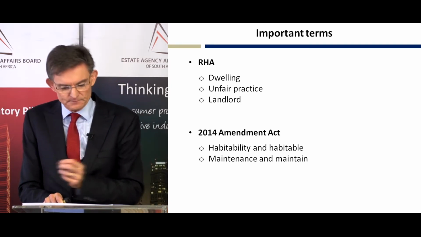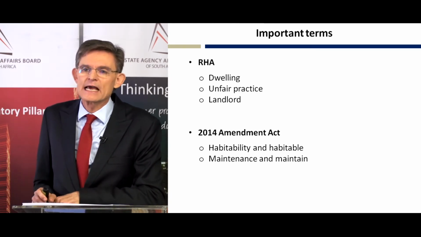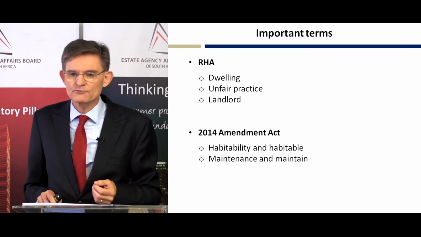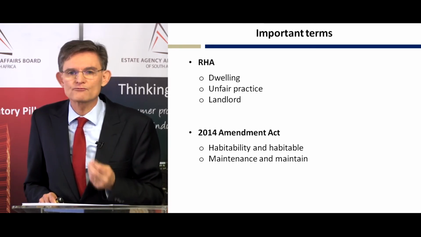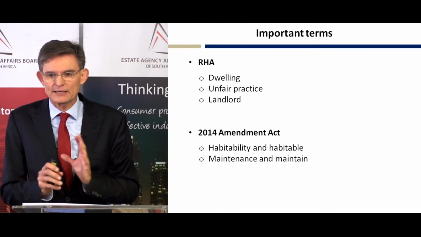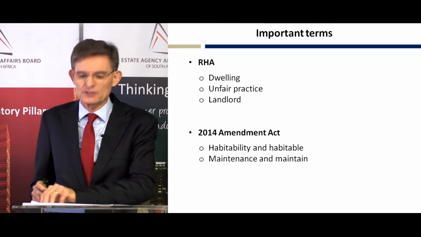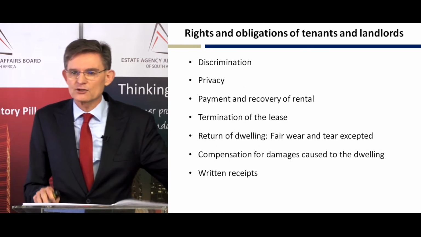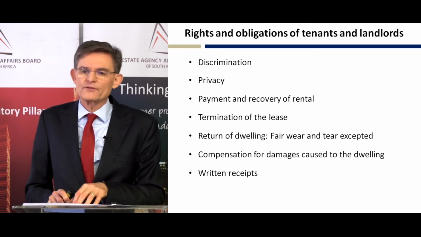Linked to that is the additional term that the 2014 Amendment Act introduces, and that's the terms of maintenance and maintain. And that refers to the repairs and upkeep required to ensure that the dwelling remains in a habitable condition. So we see what the 2014 Amendment Act is beginning to do, it's beginning to talk to the quality of dwellings that are leased. So we now turn to the rights and obligations of tenants and landlords. And there are a number of them.